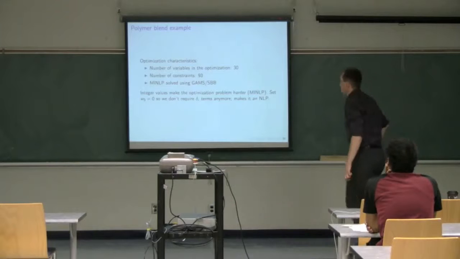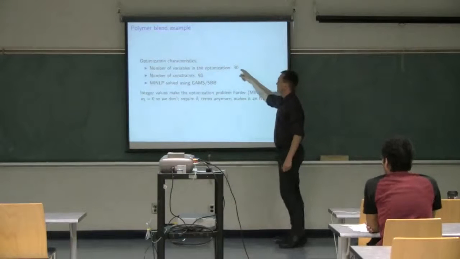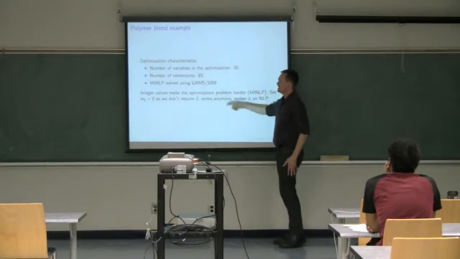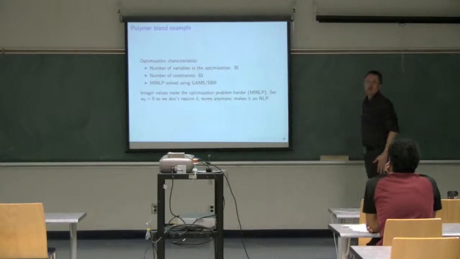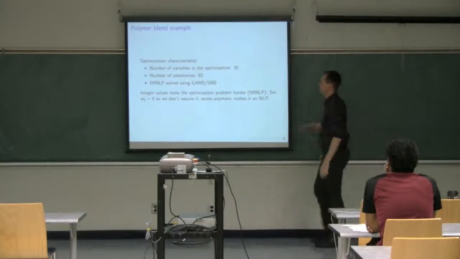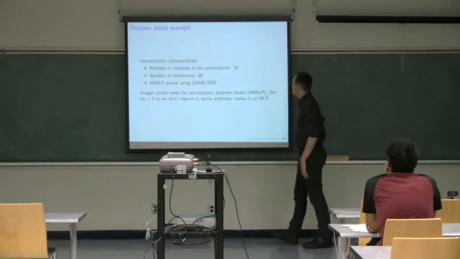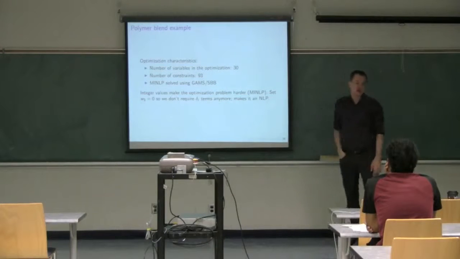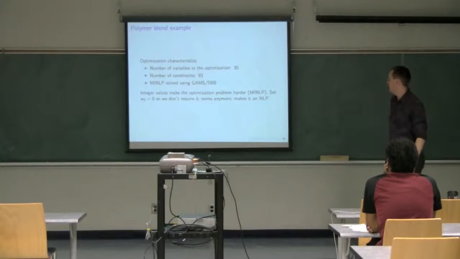In his optimization, there were 30 variables and 93 constraints, and he used integer variables, using the SVB solver in GAMS. Having integer variables, for those of you that have worked with MI problems, makes the problem hard. It's certainly longer to solve.